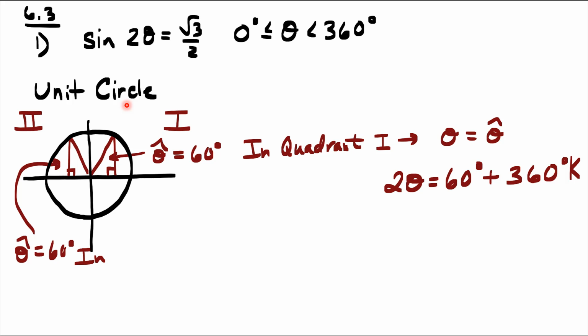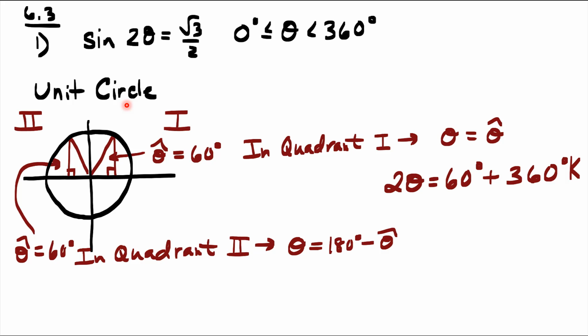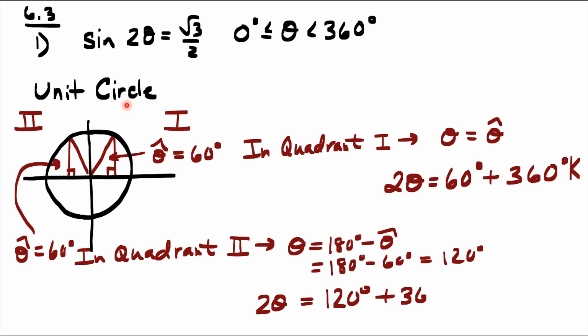In quadrant 2, the formula is, we're almost at 180, not quite. So in quadrant 2, the formula is 180 degrees minus your reference angle, or theta hat. 180 degrees minus 60 degrees gives us 120 degrees. So that's going to be my second one: 2 theta is equal to 120 degrees plus 360k. We're going to work with that right there.